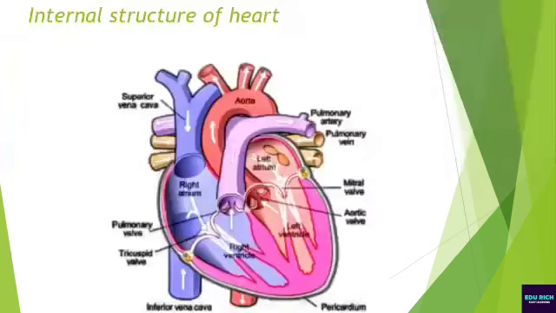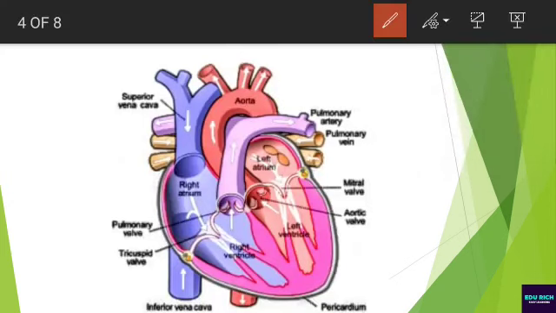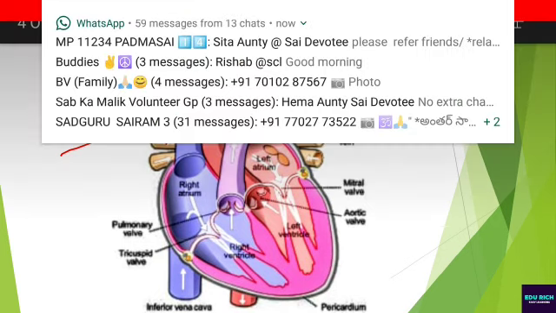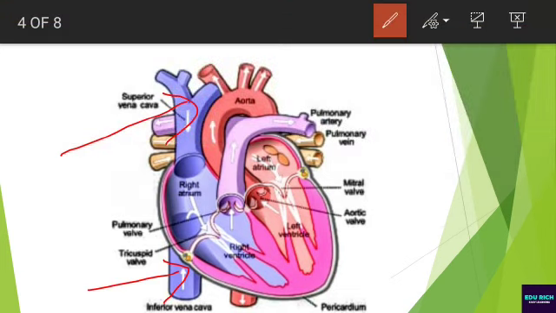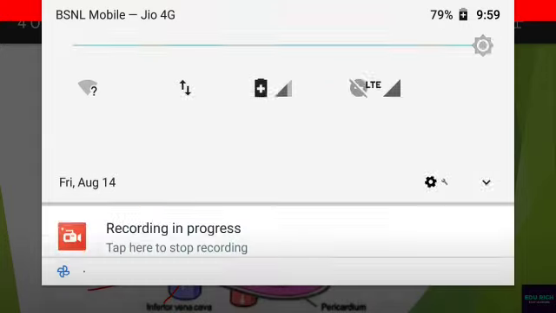Coming to the structure of the heart. This is called the superior vena cava, which collects the blood from the upper parts of the body. This is called the inferior vena cava, which collects the blood from the lower parts.